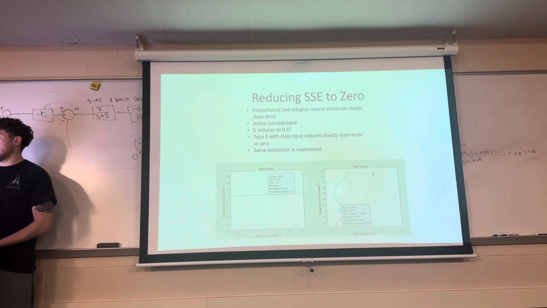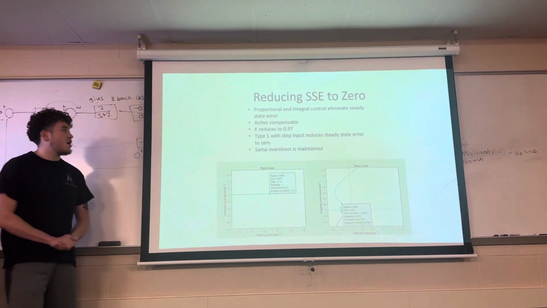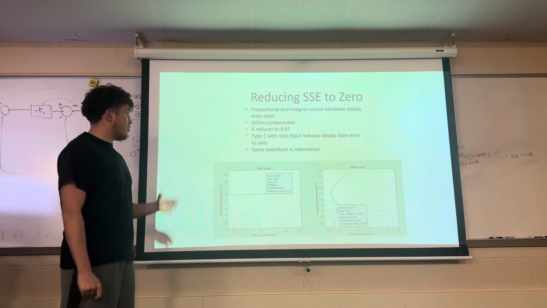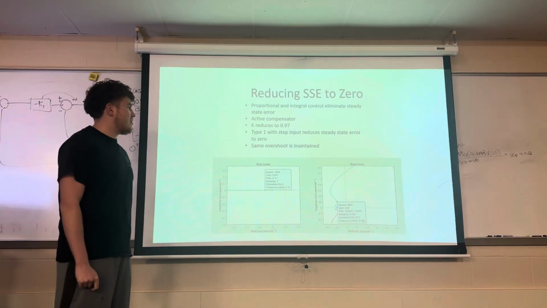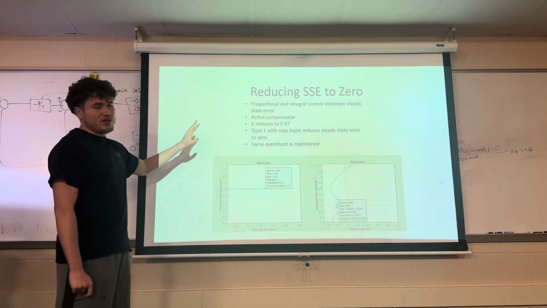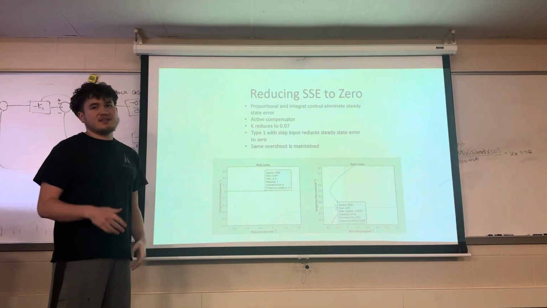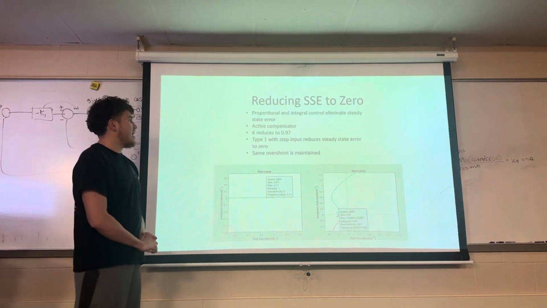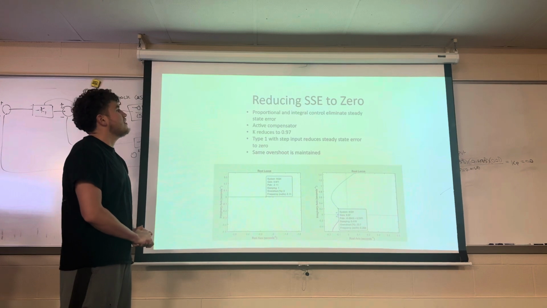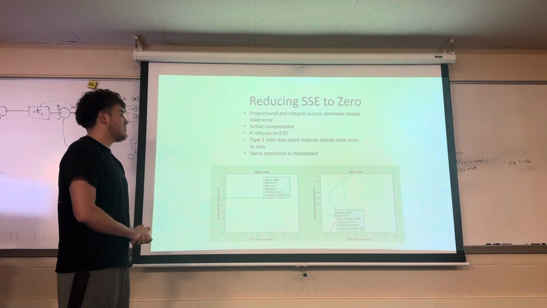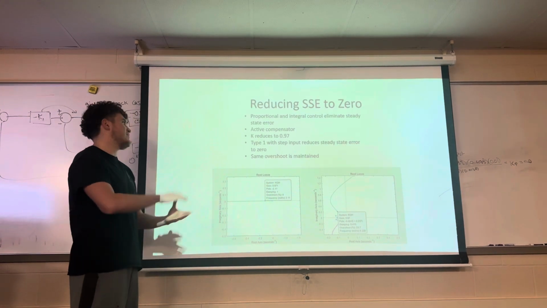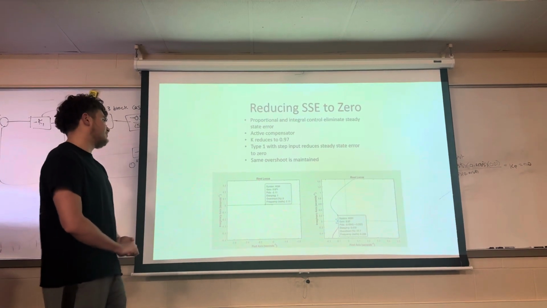Now, reducing steady state error to 0. This would be our PI compensator. The proportional and integral control eliminate steady state error. Based off our steady state equation, we have S plus our pole location over S, which makes it a type 1 system. Due to that, when we solve the steady state error, we end up with 1 over 1 plus KP, which reduces to 1 over infinity, and that just gives us our 0 steady state error.